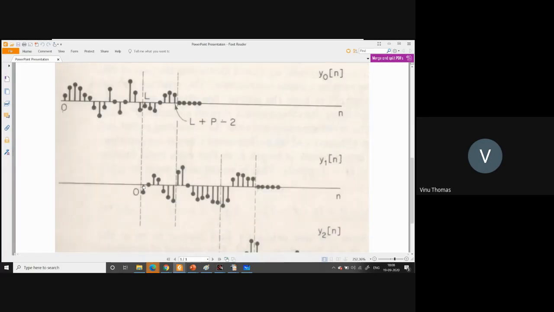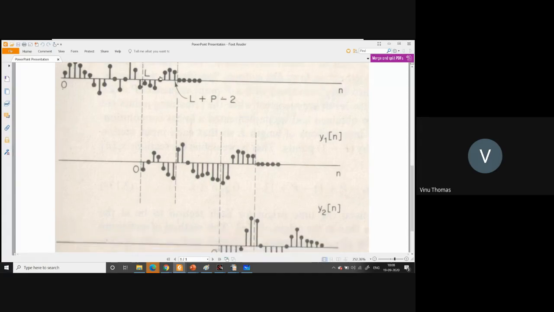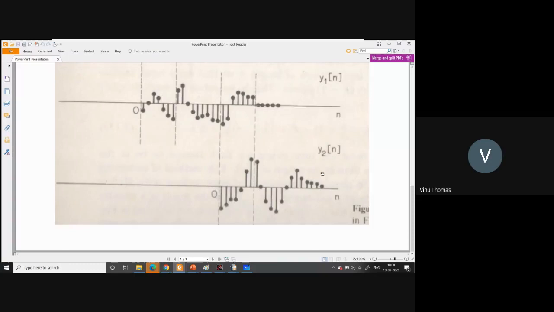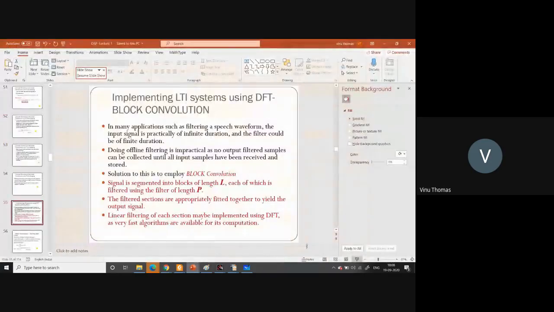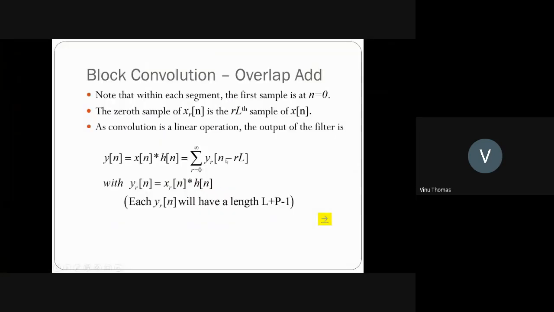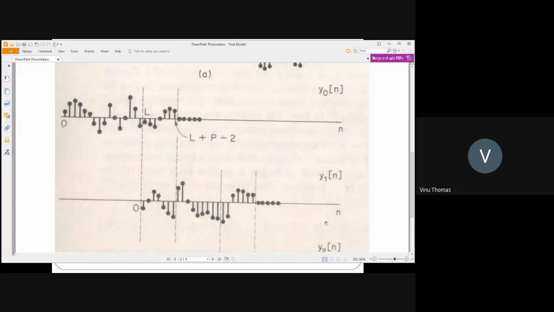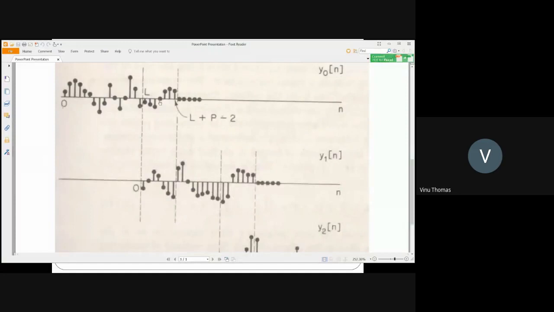Likewise, this will be y1 of n, which will be starting from here and going on up. This is y2 of n. And now, as we had seen, you need to add y0 of n plus y1 of n minus L plus y2 of n minus 2L plus y3 of n minus 3L, etc. So you have to add all those. You see that there are samples that overlap.